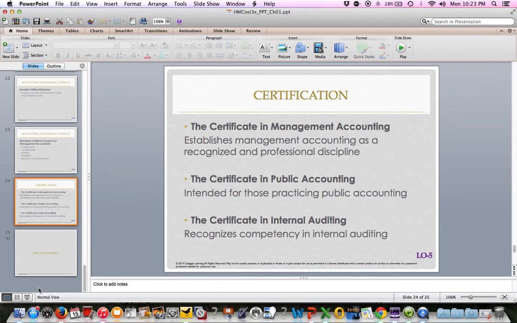CPA is for those who practice public accounting. Now, of course, many CPAs can be working in private industry or for manufacturing companies also. And a CIA, Certificate of Internal Audit, is recognized as competency in internal auditing. So just know that with the three big categories of accounting here, management accounting, financial accounting, and internal audit, there's a certificate for each one that, once somebody has achieved it, basically just says, I know this material.